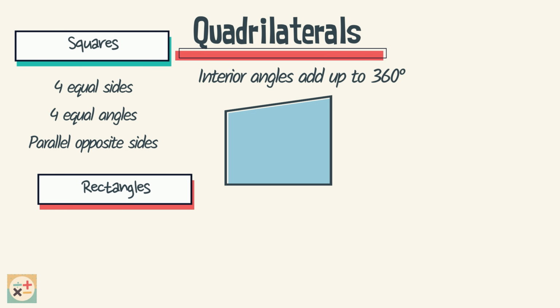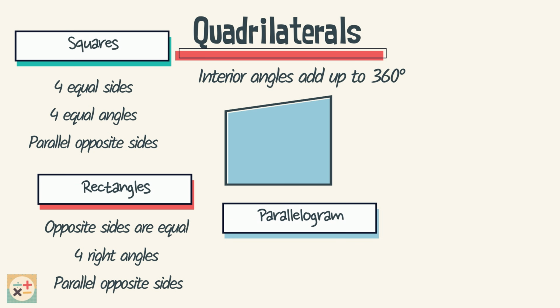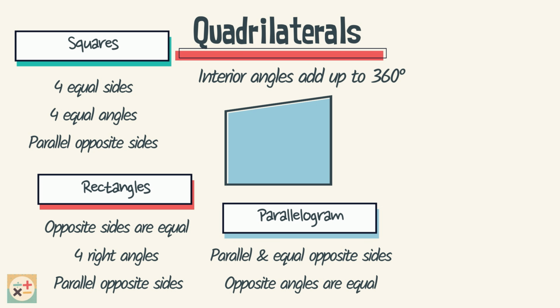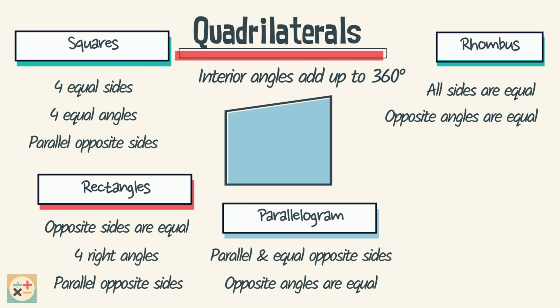Rectangle. Opposite sides are equal. Four right angles. Opposite sides are parallel. Parallelogram. Opposite sides are parallel and equal. Opposite angles are equal. Rhombus. All sides are equal. Opposite angles are equal. Diagonals bisect at 90 degrees.